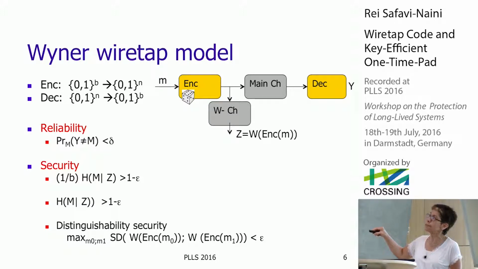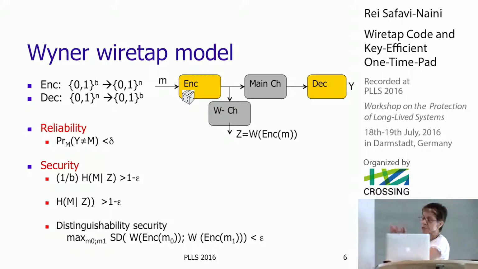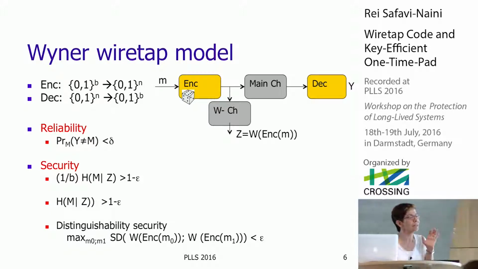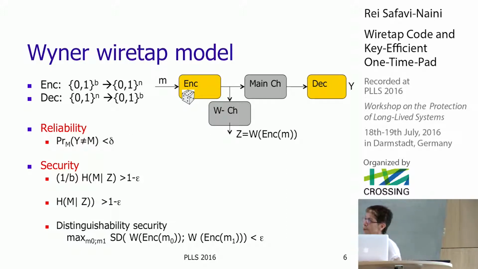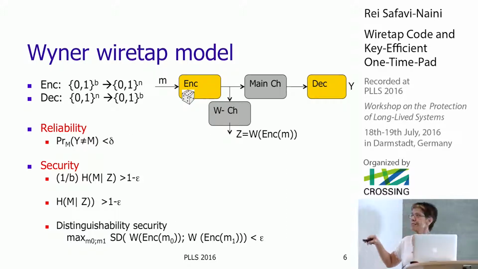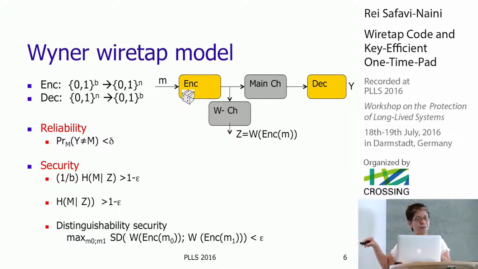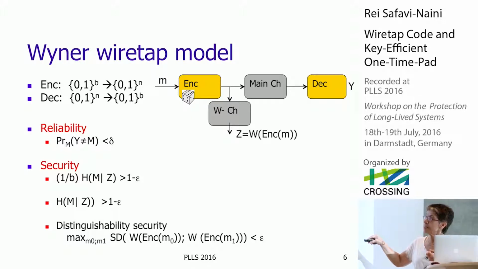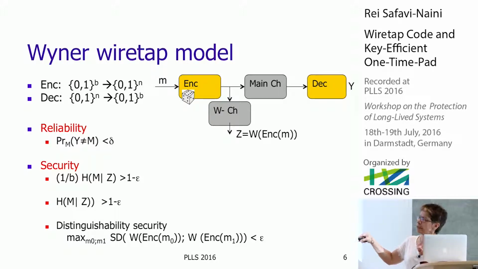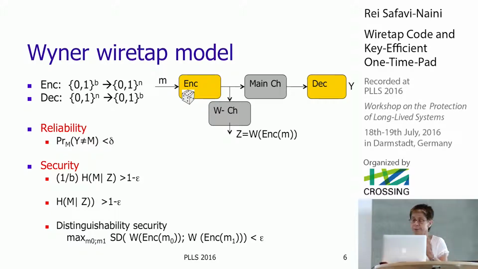We need two things: reliability and security. Reliability is the traditional definition that the received message should be the same as the sent one, averaged over the distribution of the message. For security, this is the original definition of Wyner, which was the rate of secrecy, and later it was strengthened to total secrecy. So we want our uncertainty about the message, for Eve, after having Z, which is the view of the adversary, to be high.